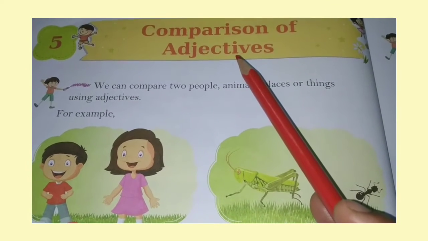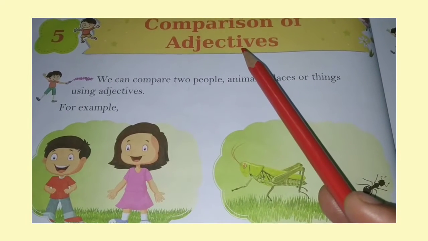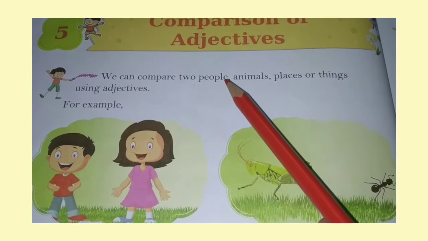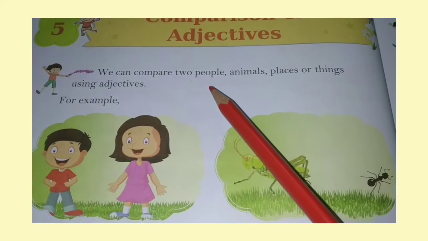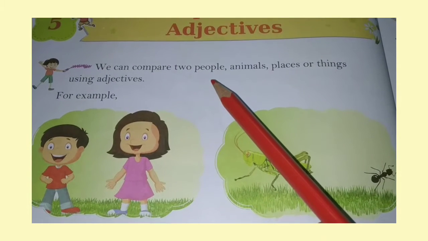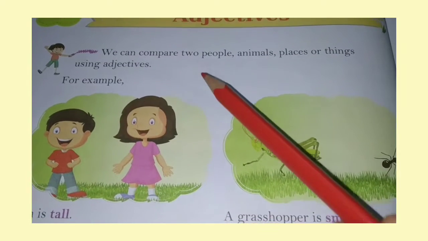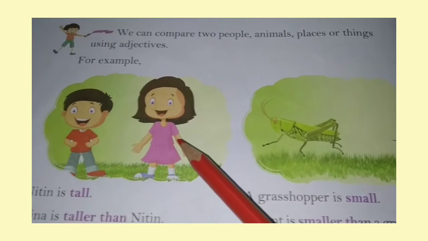Do you remember, children, what you have learned in the last class? Yes, it was about adjectives: describing words, their size, shape and color. In this chapter we are going to see how to compare people, animals, places and things using adjectives. Look at the examples given in your textbook, page number 24.